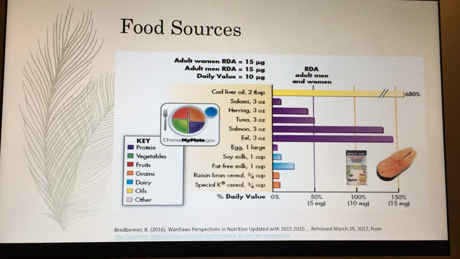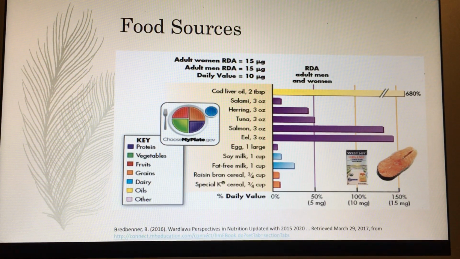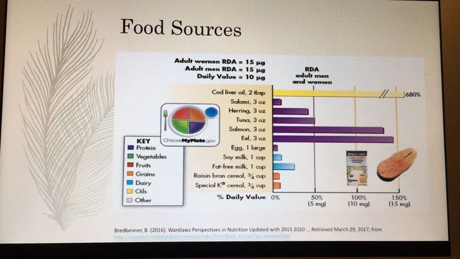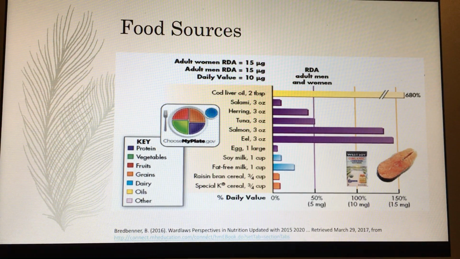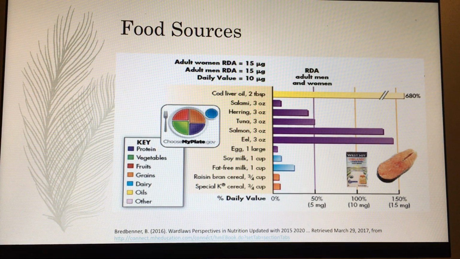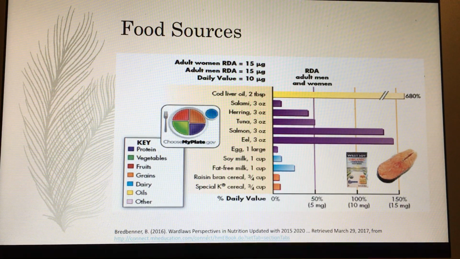Now, let's talk about food sources. Unfortunately, we don't have many food sources that contain vitamin D in nature. Fatty fish like salmon, tuna, and mackerel, and fish liver oils are the best sources. In the chart given by the textbook, it shows cod liver oil tops the vitamin D requirement at 680%, way exceeding the RDA for both men and women.